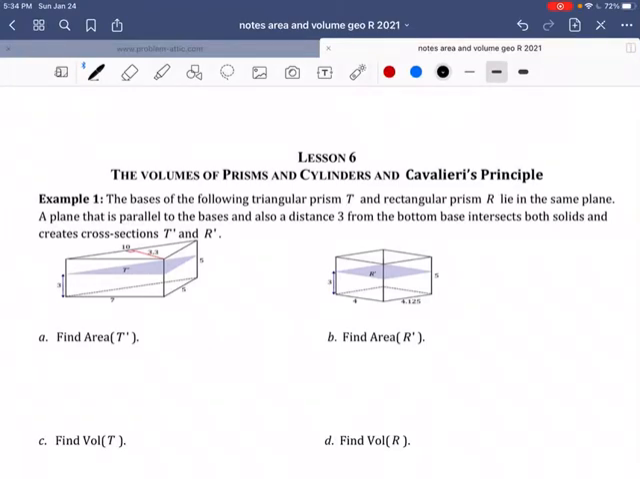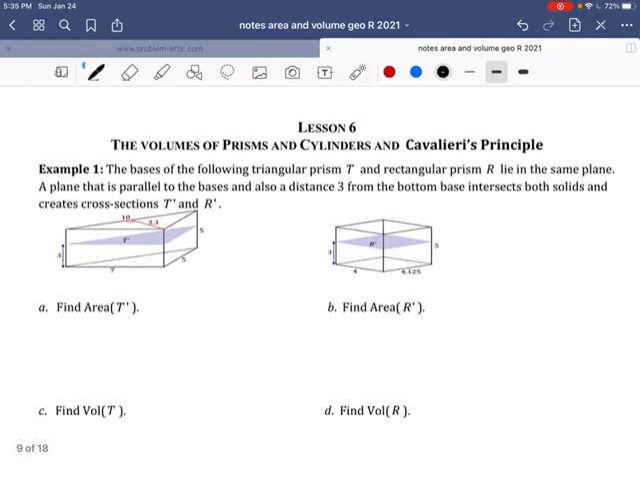Unit 7, Lesson 6, the volumes of prisms and cylinders and Cavalieri's principle. Okay? So what we're going to start off with here is example 1, where we have a right triangular prism and a box or a rectangular prism. It says here, the bases of the following triangular prism T and rectangular prism R lie in the same plane. A plane that is parallel to the bases and also a distance of 3 from the bottom base intersects both solids and creates cross sections T' and R'.